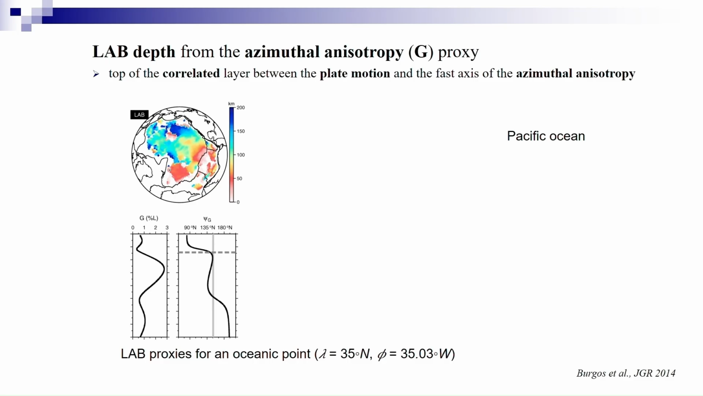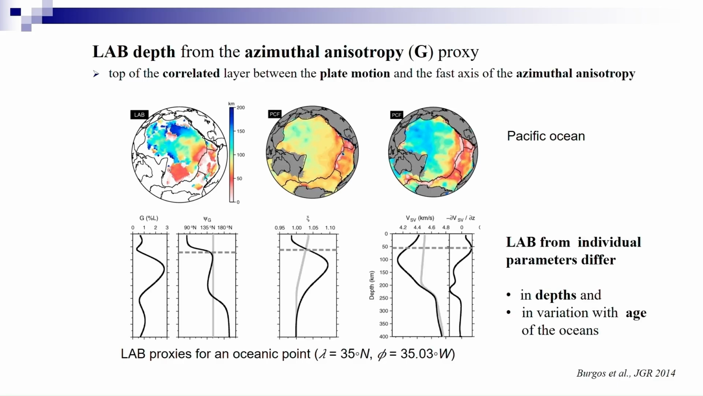This slide shows the LAB in the Pacific Ocean as the top of the correlated layer between the plate motion and the fast axis of the azimuthal anisotropy. If we compare it with previous models, then the LAB from different parameters differ both in depth and in depth variations with age of the lithosphere.